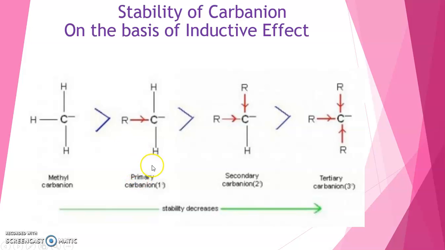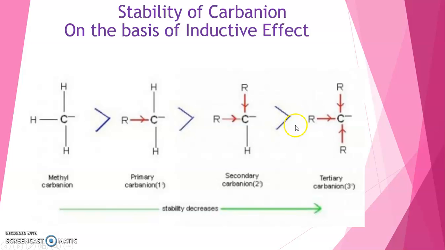But in case of primary carbanion, one alkyl group is there which shows positive inductive effect. It releases electrons away from itself. Already negative charge is there on the carbon atom, and again this alkyl group is also supplying electrons. So the stability of this carbanion gets disturbed. Now consider the secondary carbanion, where two alkyl groups are present, and these two alkyl groups are supplying electrons to this negatively charged carbon atom. Naturally it receives electrons from two sources, and this disturbs the stability of this secondary carbanion.